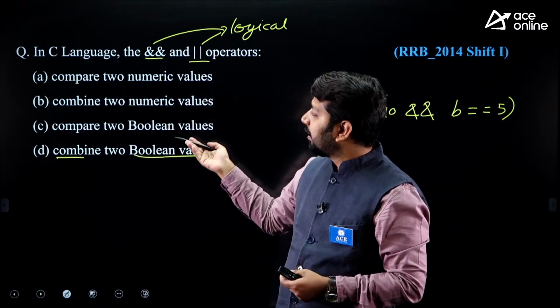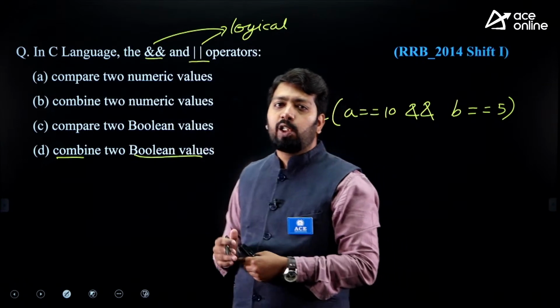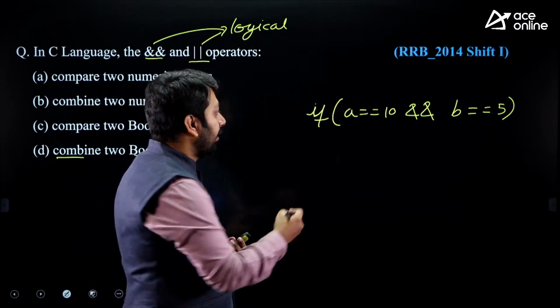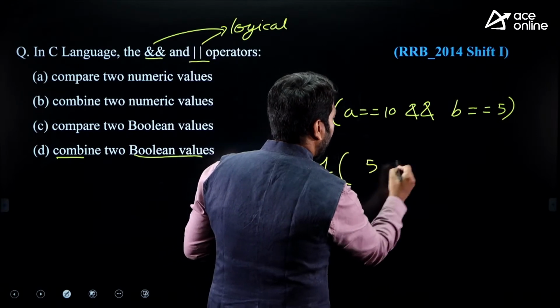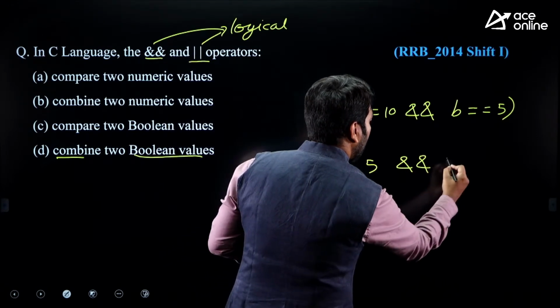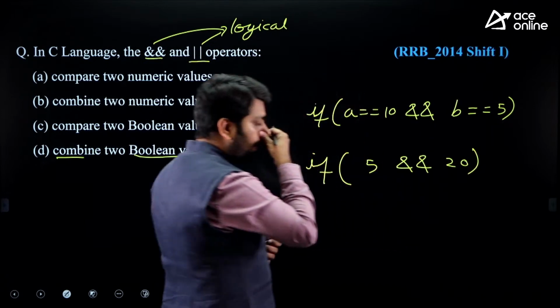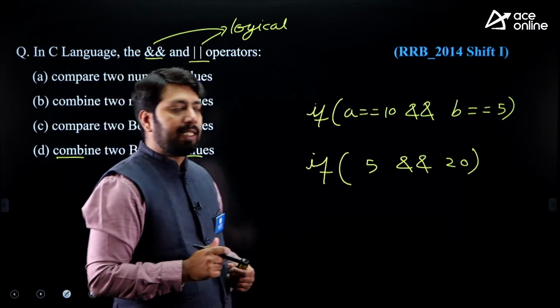Boolean values. Now you might be thinking, sir, why Boolean value? Why not numeric? We can write like if 5 and 20. We can also write like this. But why do I use the Boolean term?